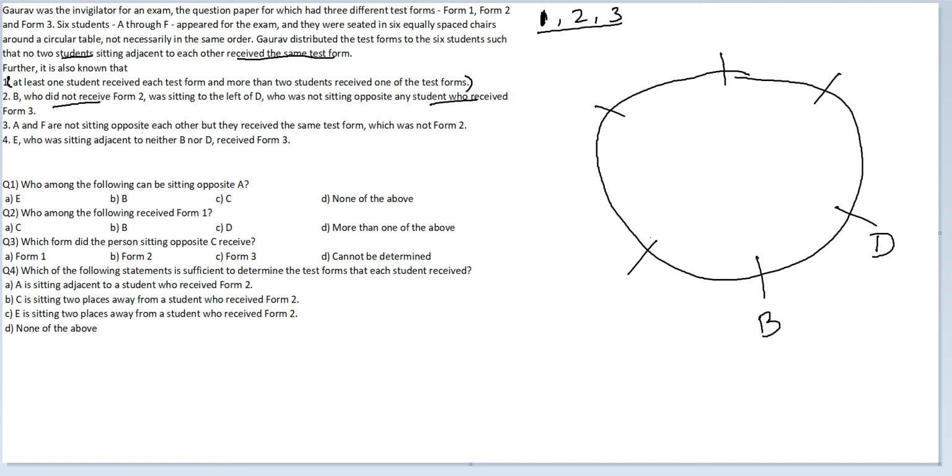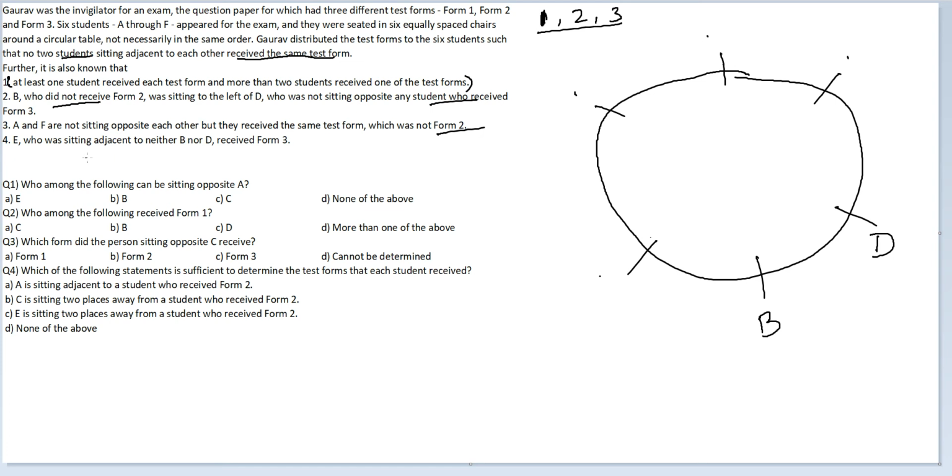A and F are not sitting opposite each other, but they received the same test form, which was not form 2. Okay, so A and F can be here, here. A and F can be here, here. These are the two possible combinations of seats for A and F. As of now, I can't say where they are precisely sitting, so we'll work on it later.